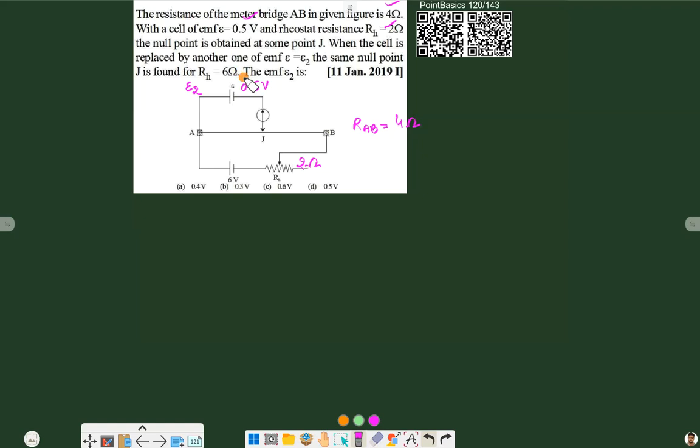And if the balancing point is the same, then what we can do is first do calculations for the first cell and then for the second E2 cell, and then we will compare both of these.